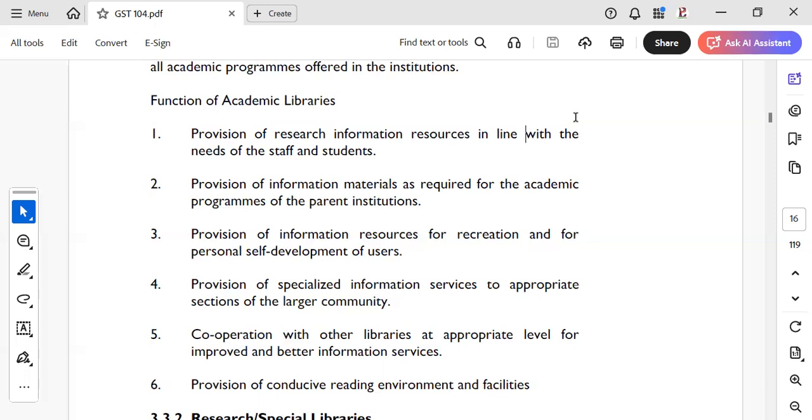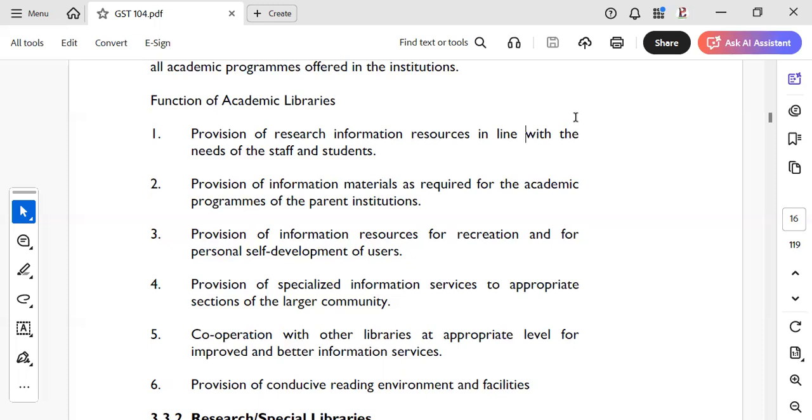Provision of conducive reading environments and facilities. Well, the libraries are very conducive. If we want to read and our environment is noisy or disturbing, you can just go to the school library for a conducive environment. Thank you so much, ma. That was wonderful.